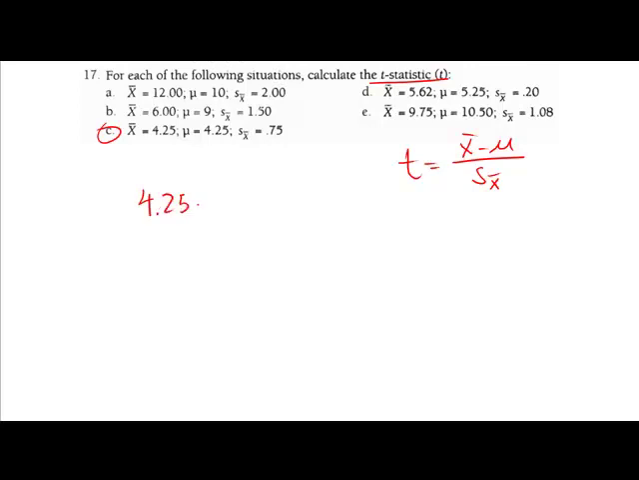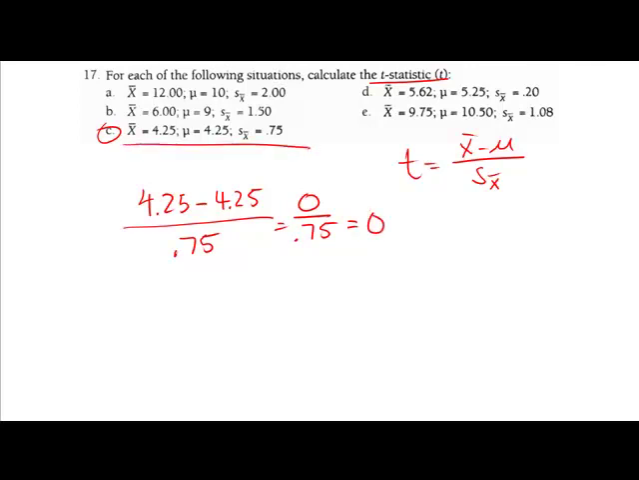4.25 minus 4.25 divided by 0.75, 0 divided by 0.75 equals 0. So what does this mean? Well, I like this question for a reason.